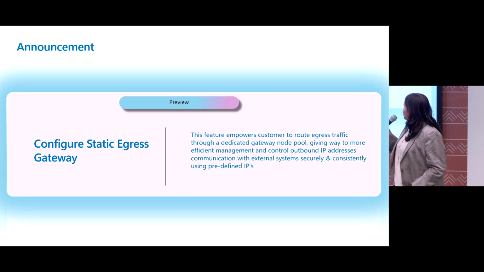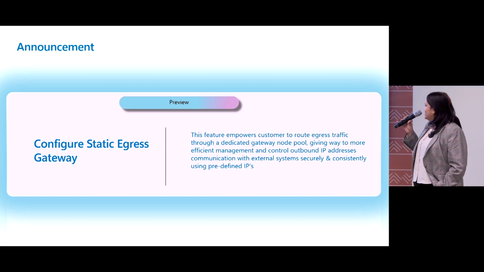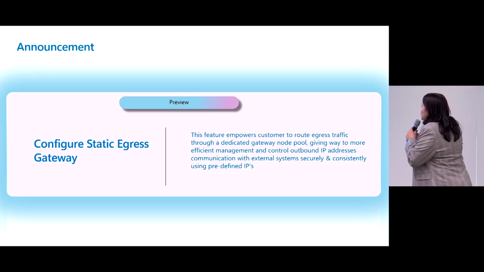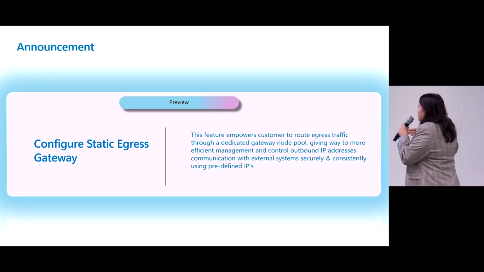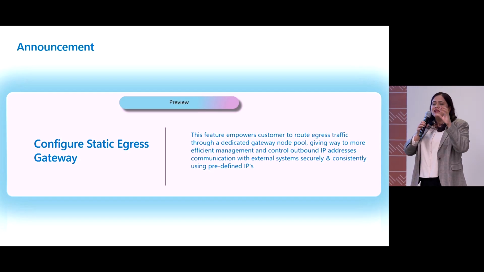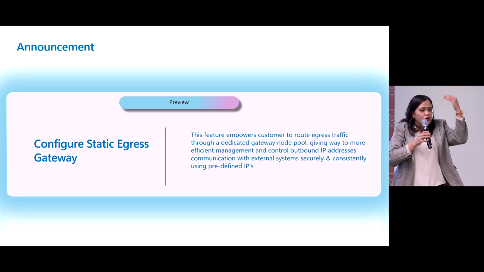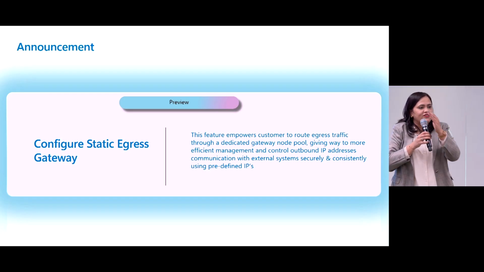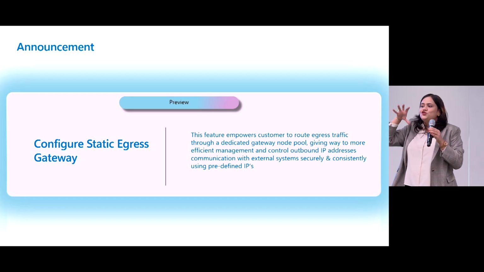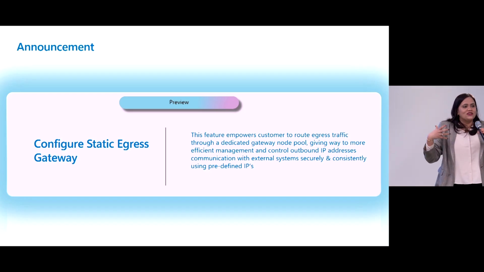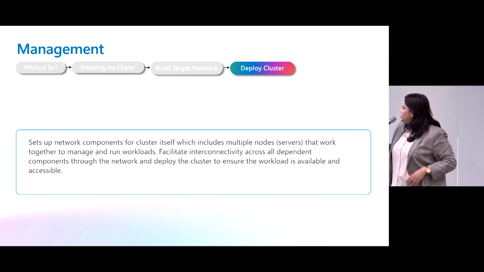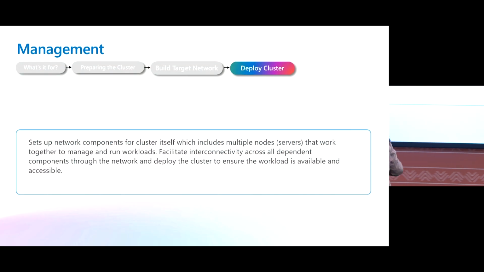Okay, I would also like to make an announcement on configuring the static egress gateway. With this release, you can ensure that your traffic goes through a dedicated gateway node pool, which is the static egress gateway. You can define your source IP. Through predefined source IPs, you can ensure that your outbound IPs are communicating with the external services. This gives you more granular control over security and seamless interaction with external services. With this, I'll hand over my stage back to Vinny for the management story.